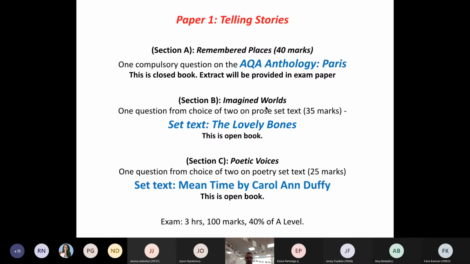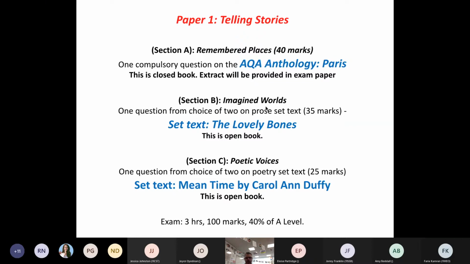So it's worth 40% of your A-level. And of course, the other exam will be the other 40 and the coursework 20. But let's have a look at it. Now, at the top, you can see you've got Remembered Places, 40 marks. Now, this is based on the Paris Anthology. Now, this is closed book. You don't have the anthology with you, but they will give you an extract in order to analyze. In fact, they'll give you 2 to look at.